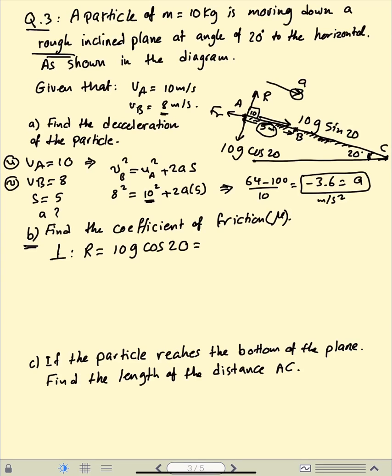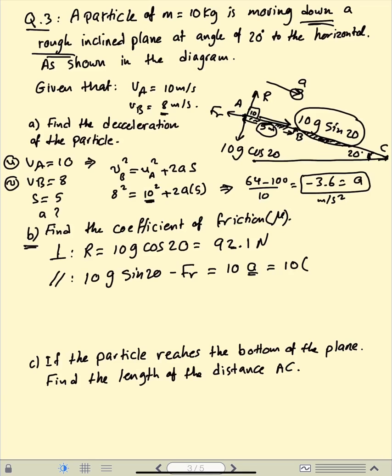So R is equal to, to three significant figures, 92.1 newtons, parallel to the plane. Read the question well, down the plane, so write the equation well. The main force is 10g sin 20 minus FR is equal to MA. A is given now, which is 10 times minus 3.6. Be careful, it's deceleration. Be careful in here.